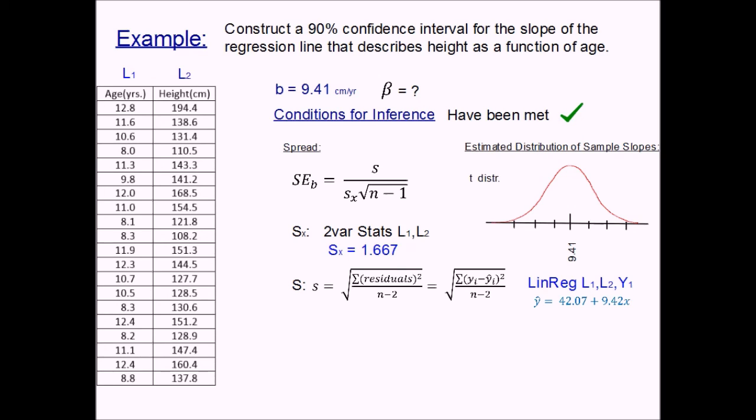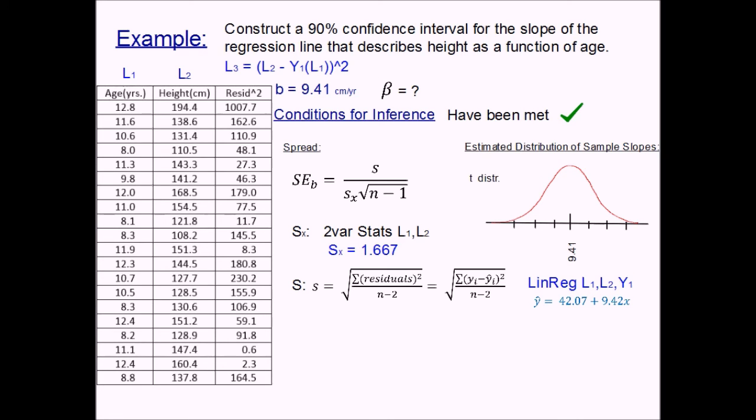All right, now I'm going to need, again, a little space. I'm going to use L3 to actually calculate these squared residuals. The equation for that is going to be L2, which is our y, minus our prediction, which is our equation with the x substituted in. So that's our y hat squared. And if I do that, I get my squared residuals. And once I have those, I can add them up, which is this big summation sign.